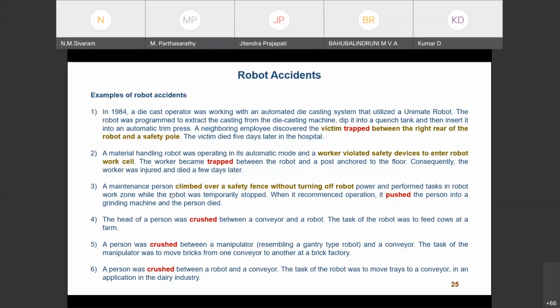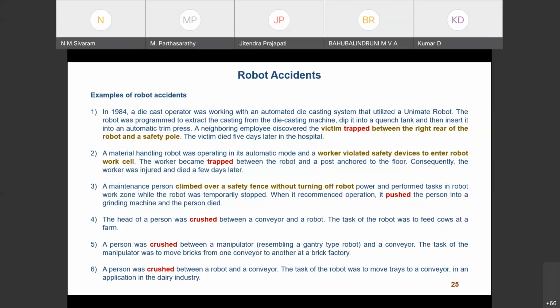The third accident: the maintenance person climbed over a safety fence without turning off the robot. He noticed the robot had stopped outside the fence, and without turning off the robot, he just climbed over the safety fence and wanted to work with the robot. Without his knowledge, when the robot started to work again, the robot pushed that person into a grinding machine. You can imagine how that incident would have been, and the person died at the workplace itself. It is like the robot is pushing you, and you will not have any control because it is pushing with high force.